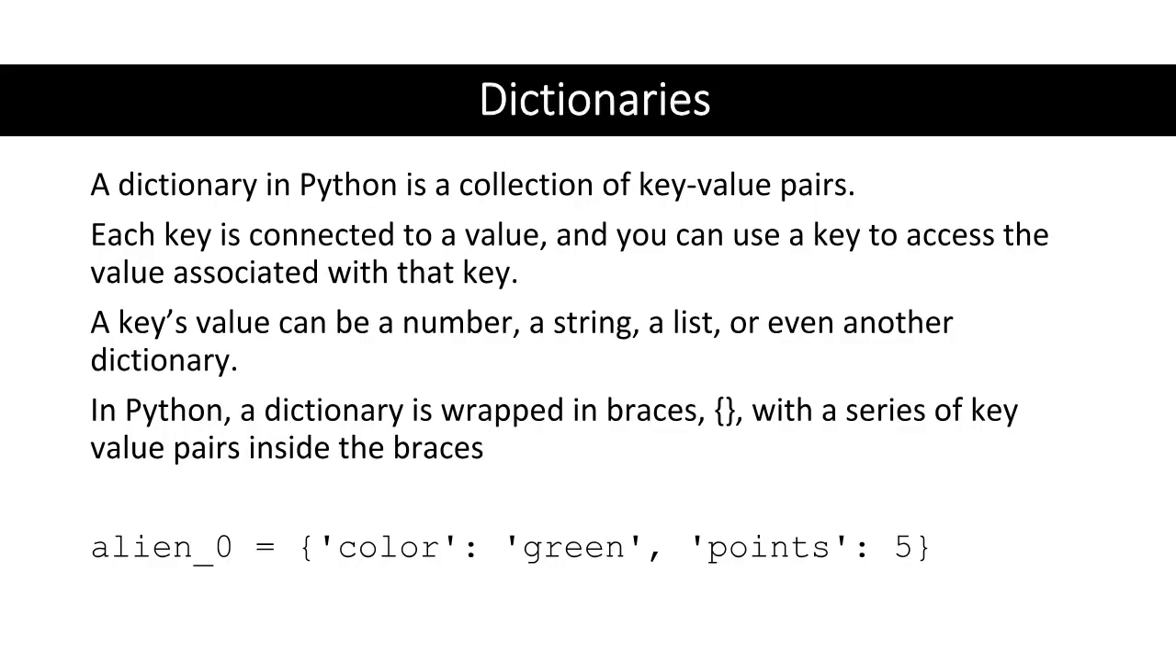In Python, a dictionary is wrapped in braces, with a series of key-value pairs inside the braces. Example: alien_0 = {'color': 'green', 'points': 5}. Here, color is the key, green is the value, points is the key, 5 is the value. Keys are used to access values efficiently.